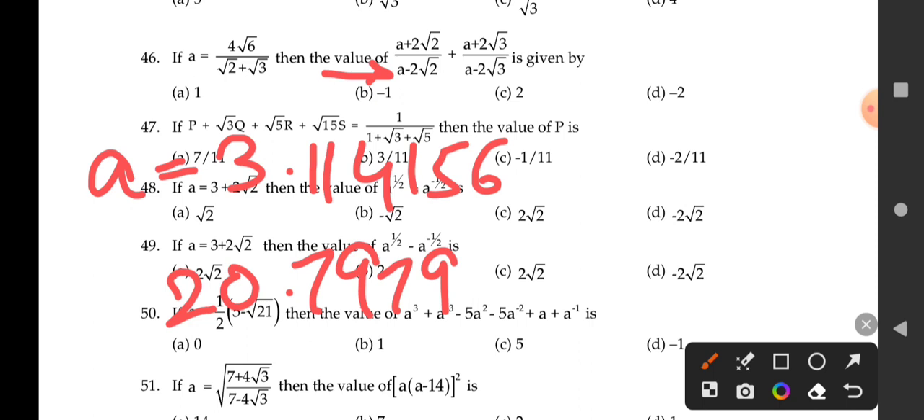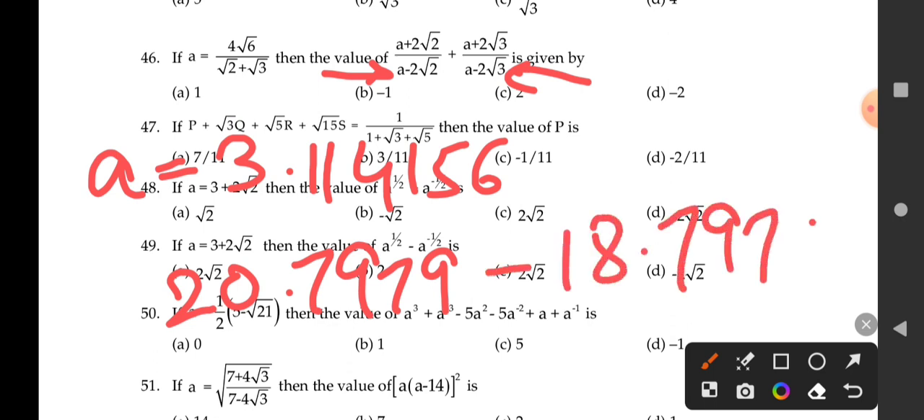Okay, and again the same thing, clear your memory, write what is A. A is 3.114156 and put it in your memory M plus. Now first we are going to solve this denominator. So 3 root into 2, right? Memory minus. Again, you get the denominator in your memory. So now the numerator, you have 3 root into 2 plus what is A? A is 3.114156 divided by memory recall. You get minus 18.7979. So add this 20.7979. You get almost equals to 2. Option number C.